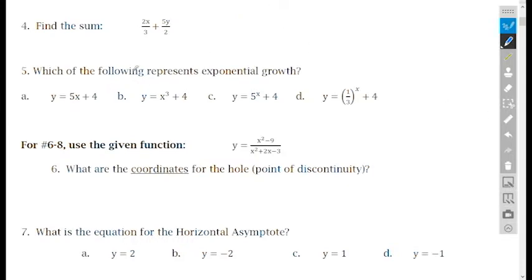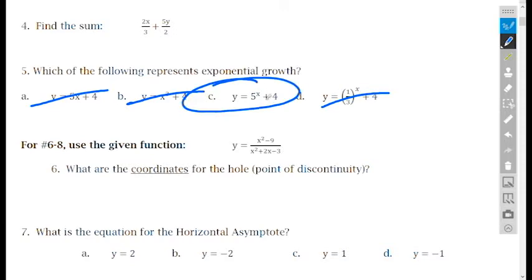Number 5, which of the following represents exponential growth? Letter A is linear, that's a linear equation. This one's a cubic equation. Both of these are exponential, but for it to be growth, the factor needs to be larger than 1. The factor here is 1/3, so that's decay. So the only one that is exponential growth is letter C.